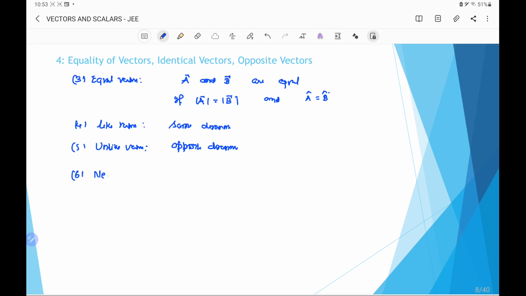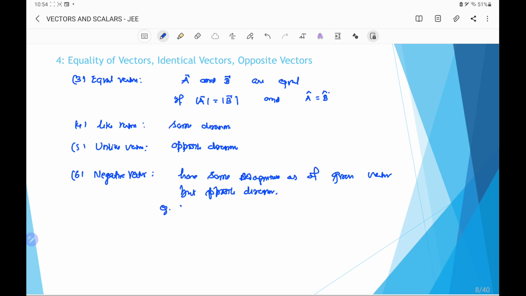Sixth is the negative vector. A negative vector has the same magnitude as the given vector but opposite direction. For example, if the given vector is A, then its negative vector will be minus A.